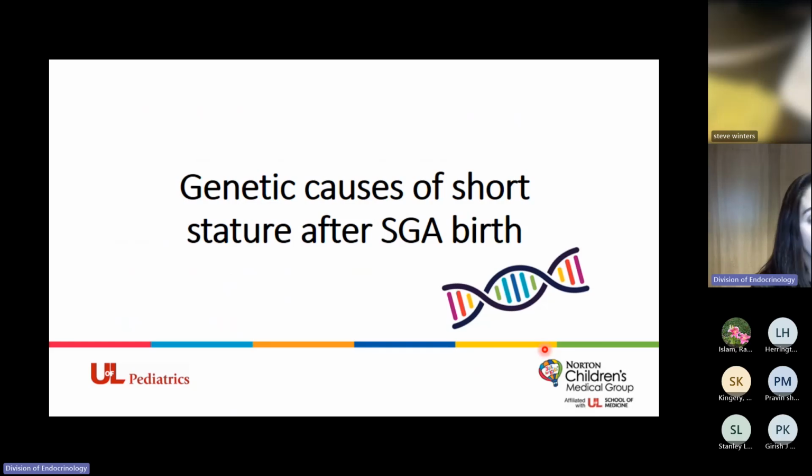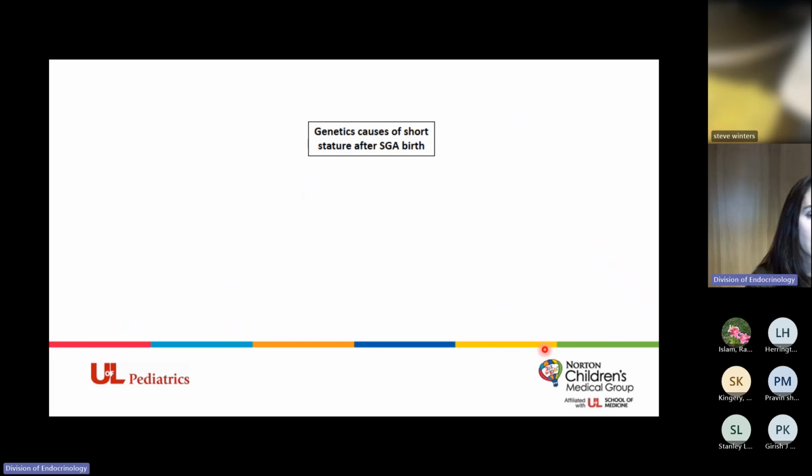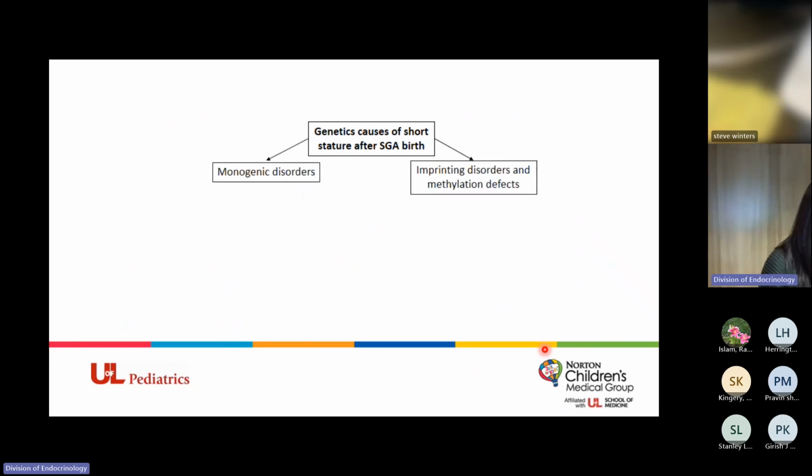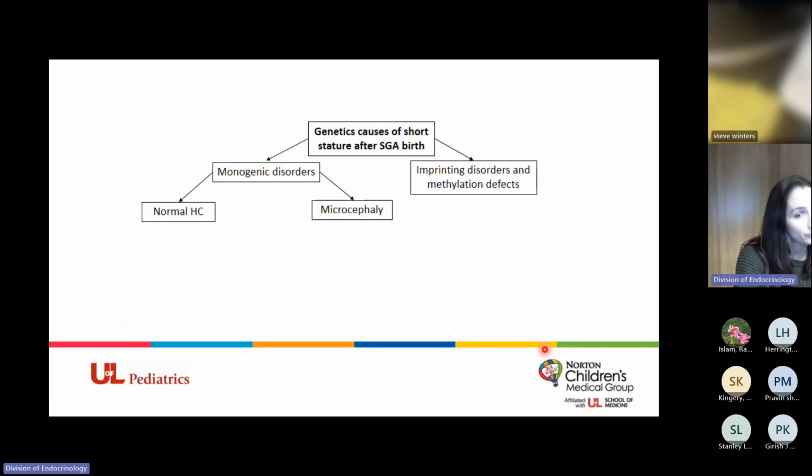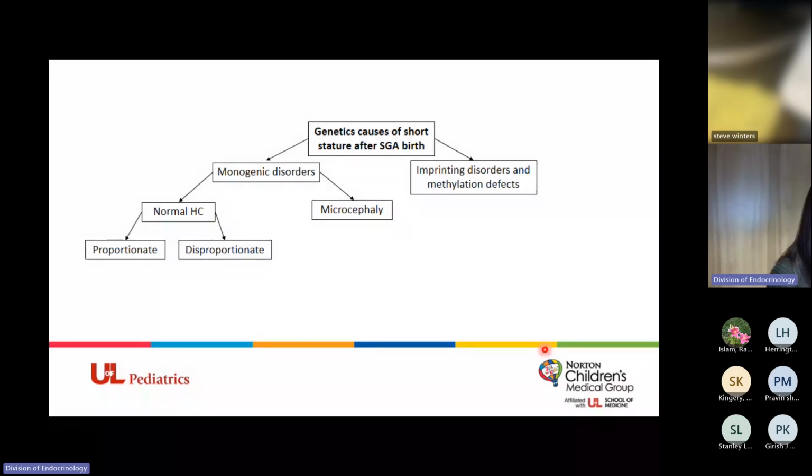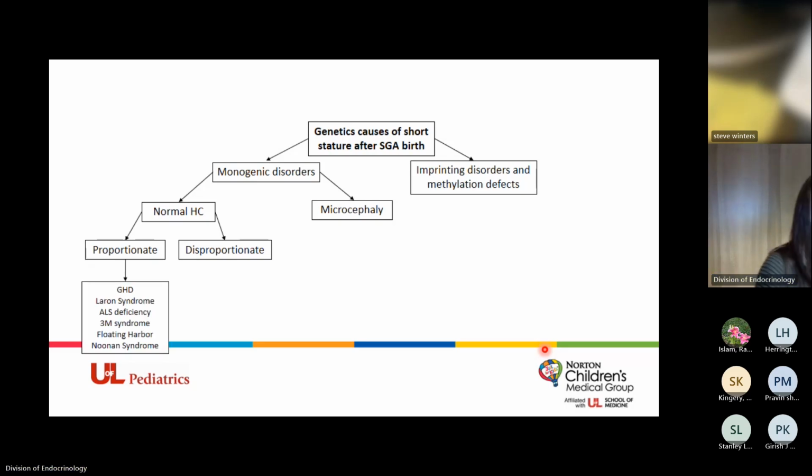So I'm going to talk about some of the genetic causes of short stature after SGA birth. I think you might have seen a couple of the slides that I'm showing here. It's easy to classify this in two separate groups. There are monogenic causes of short stature after SGA birth, and there are imprinting disorders and methylation defects. Of those that have monogenic disorders, we can subdivide into those that have a normal head circumference and those that have microcephaly. Of those that have normal head circumference, we can further divide into proportionate short stature and disproportionate short stature, and that will guide us clinically in what we will suspect.